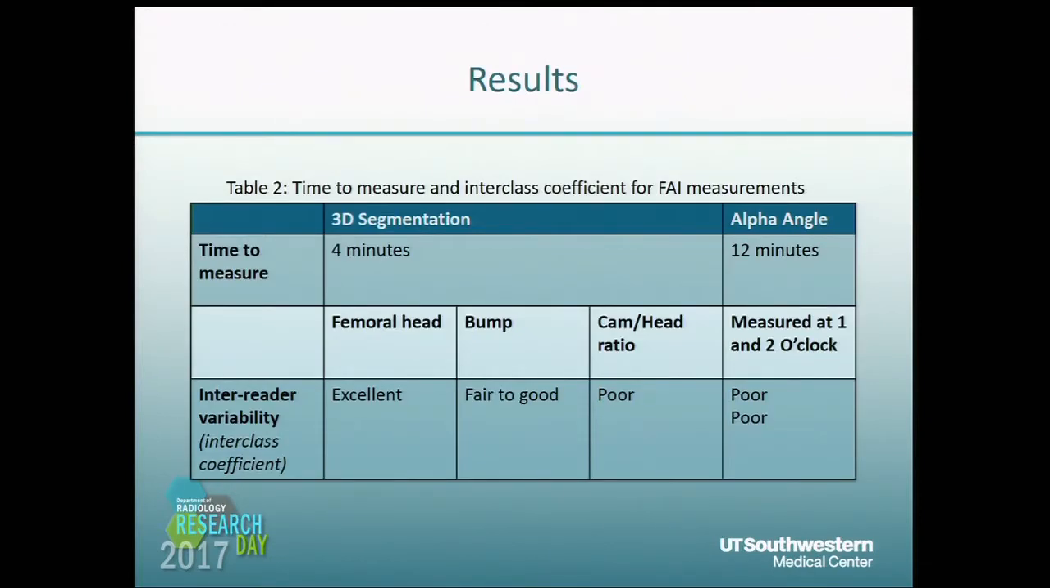Going through the actual timing of doing these measurements, you can see that 3D segmentation is quite a bit faster than doing the alpha angle measurements. It took about 4 minutes, which is about a third of the time. It took about 12 minutes to do the alpha angle measurements. And as far as the inter-reader variability, we used intraclass coefficient to quantify this. The 3D segmentation was excellent for the femoral head and fair to good for the bump, but it was quite poor for measuring the alpha angles.